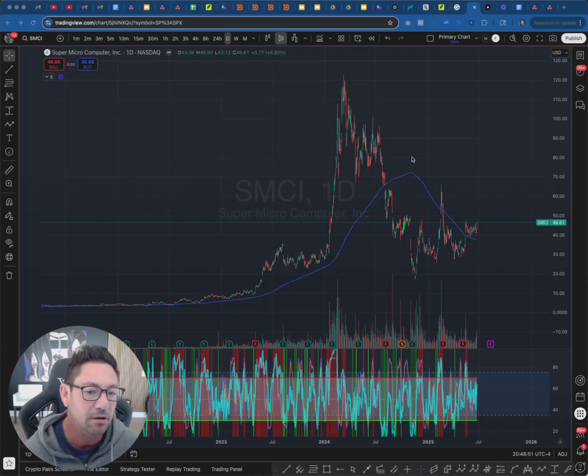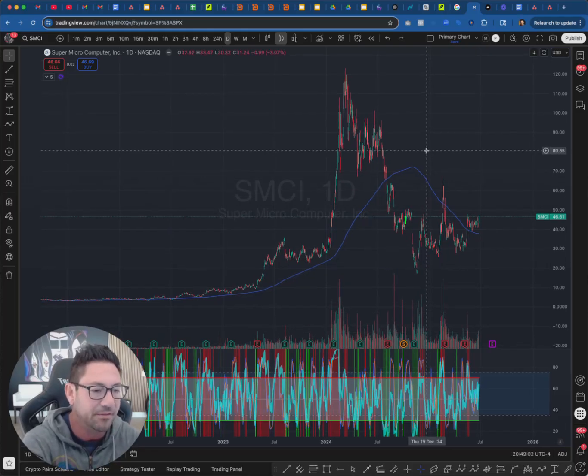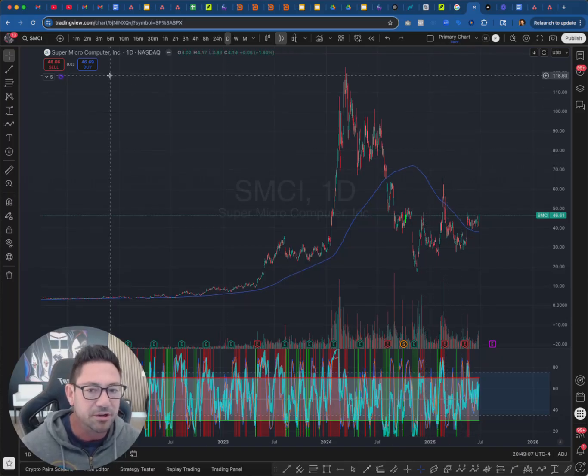If you'll recall, Supermicro SMCI used to trade in lockstep with NVIDIA, and it's been the laggard lately. So I wanted to analyze this chart and see if there's any opportunity for maybe a catch-up trade. The first thing we're going to do is draw some trend lines. We're going to establish long-term support and long-term resistance.